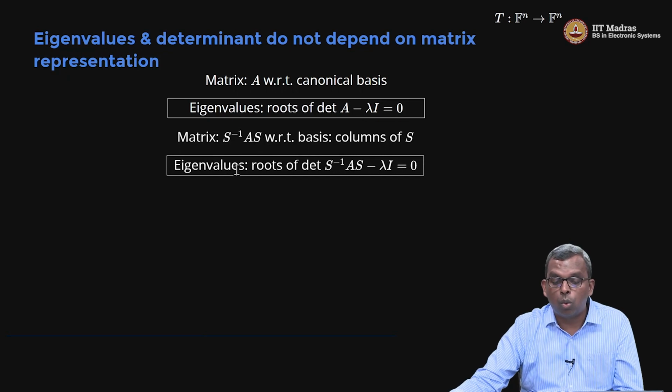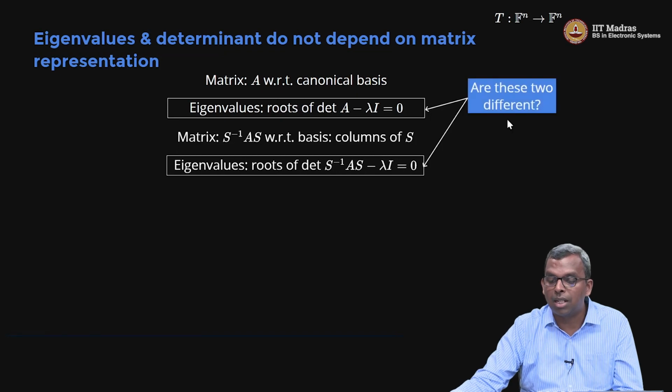So eigenvalues now become roots of determinant S inverse AS minus lambda I equals 0. Okay. Now it turns out these two polynomials are actually the same. Okay. You may be surprised. So you may ask the question, are these two different? So it turns out they are exactly the same. No is the answer here. Now, how do you get that answer? Here is what you do.